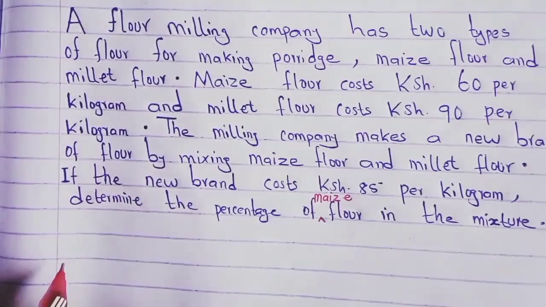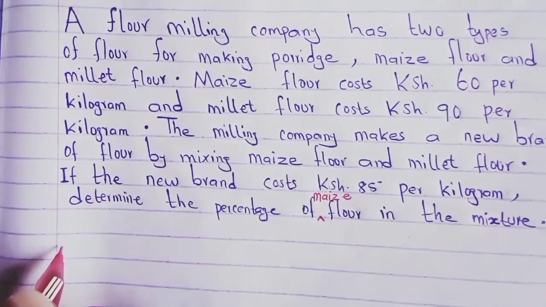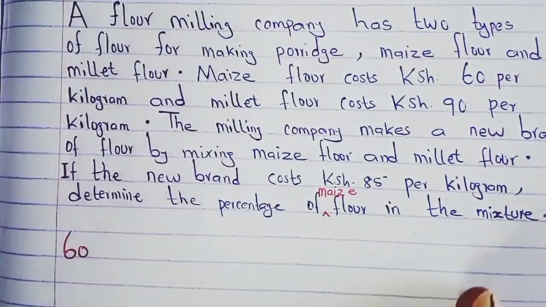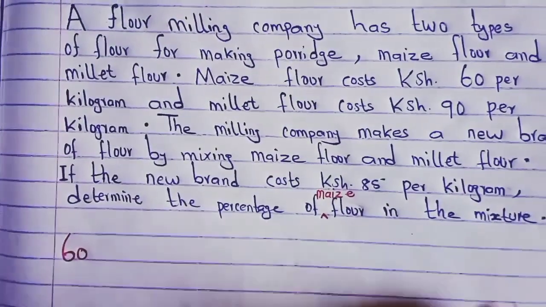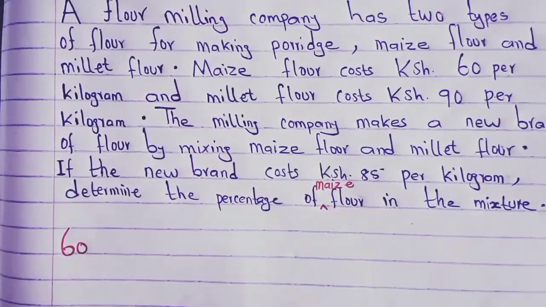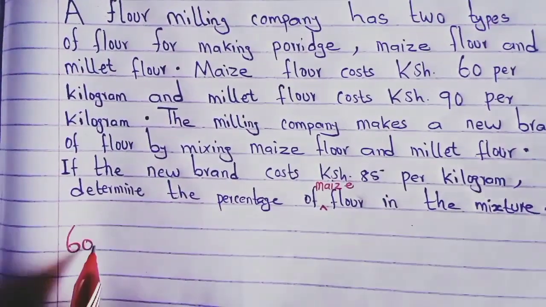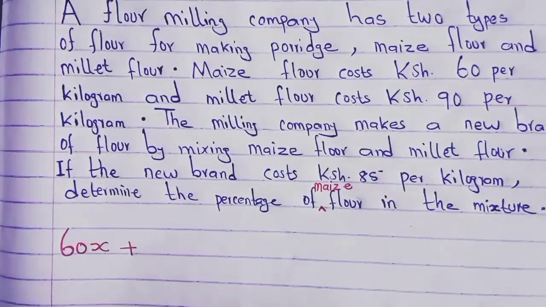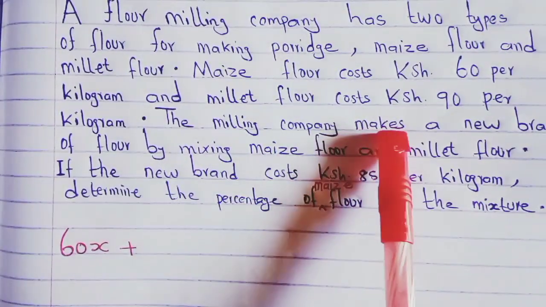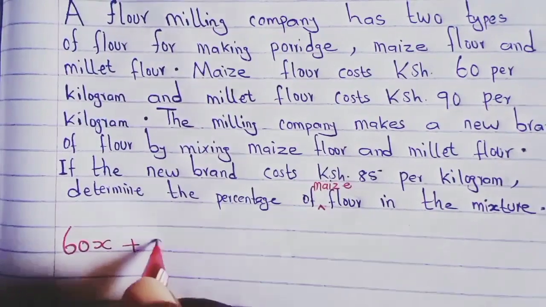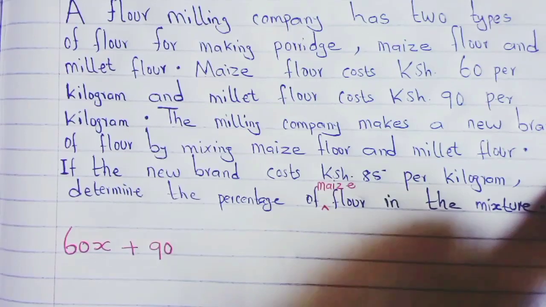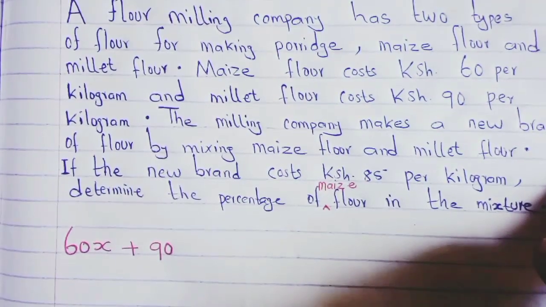So we'll say we have 60, that is maize per kilogram, and we are not told how many kilograms there are. So we'll let the number of kilograms be x. Then we plus millet flour, which we are told is 90 per kilogram. So we'll plus 90. The number of kilograms we also don't know, so let the kilograms for millet be y.